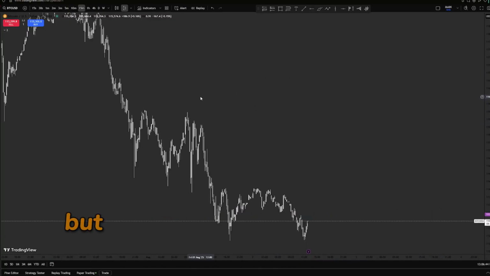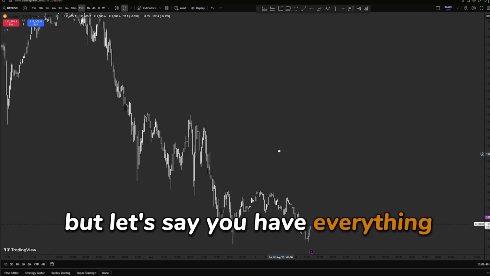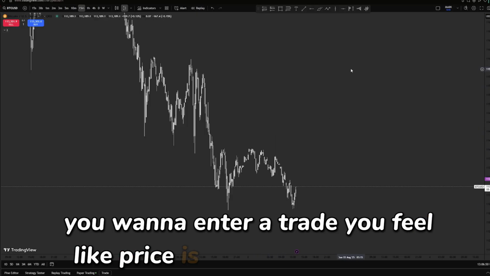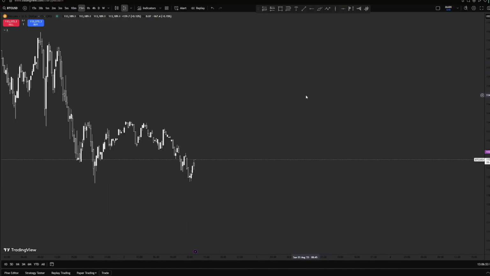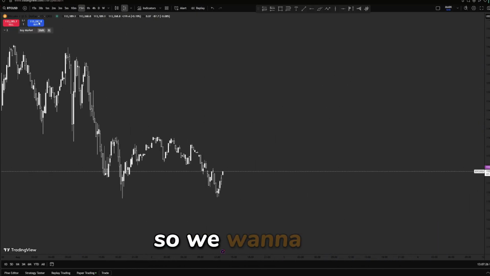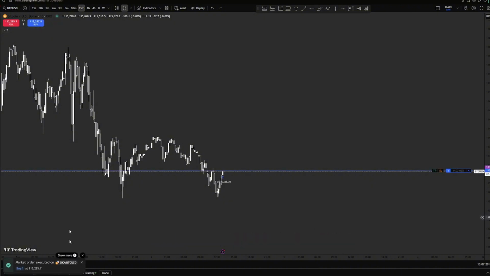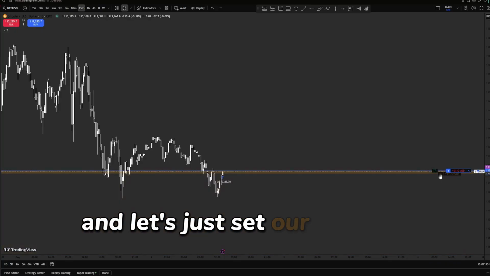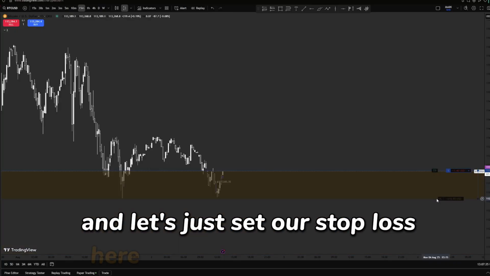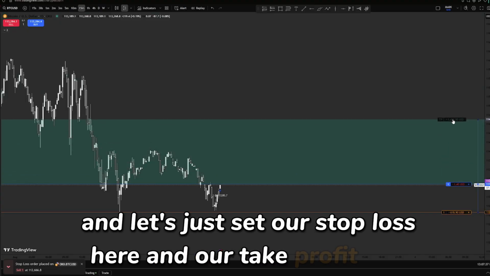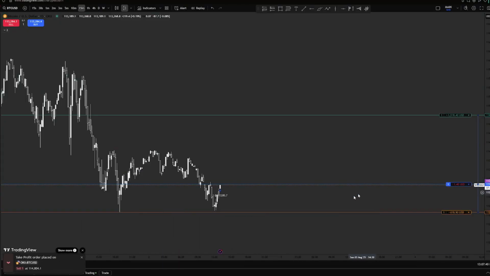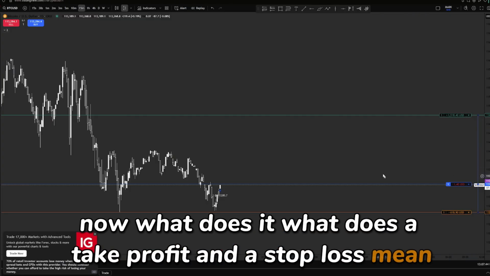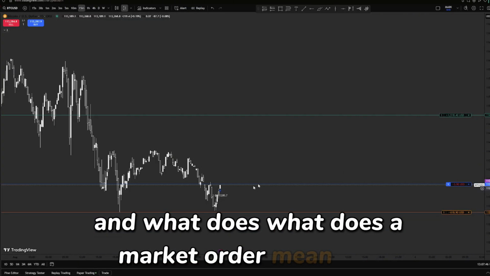But let's say you have everything figured out. You want to enter a trade. You feel like price is going to go back up. So we want to buy. This is called a market buy order. And let's just set our stop loss here and our take profit here. Now, what does a take profit and a stop loss mean? And what does a market order mean?